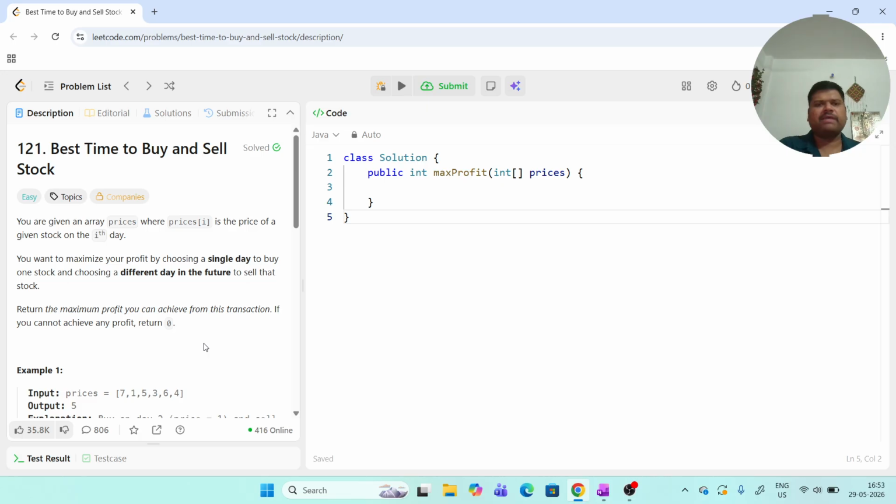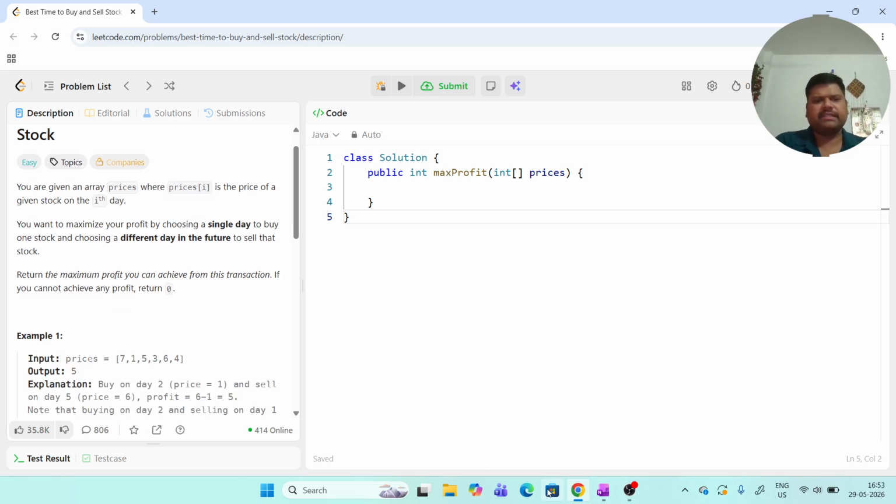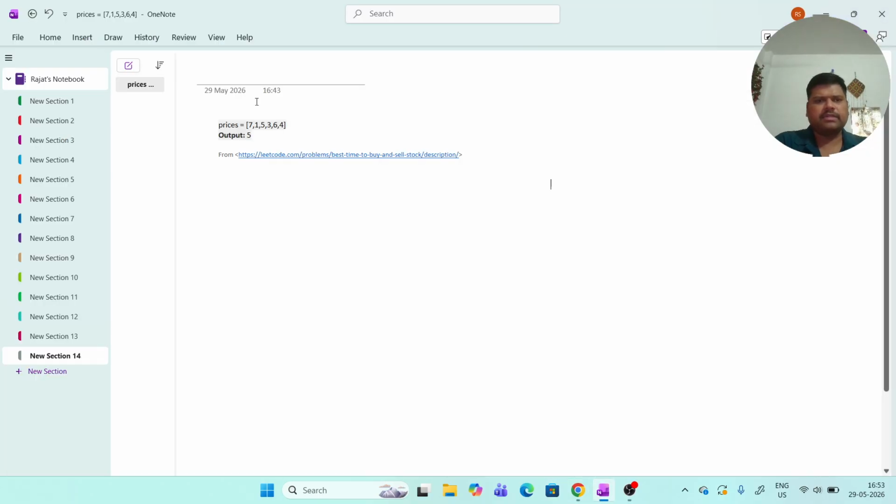For the brute force approach, I will not be implementing it, just discussing the idea and the time and space complexity. But for the optimal approach, I will be discussing the code as well. Now this is the test case, 7 1 5 3 6 4, and the answer is 5. This is already here in the OneNote.